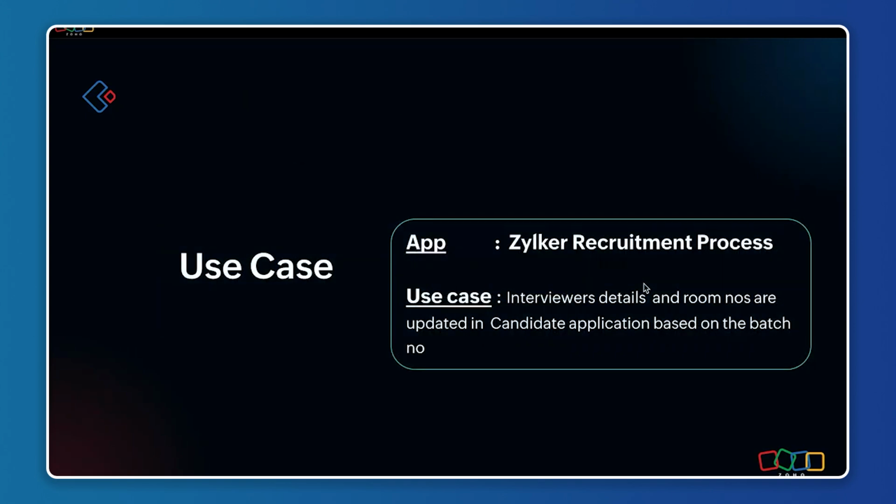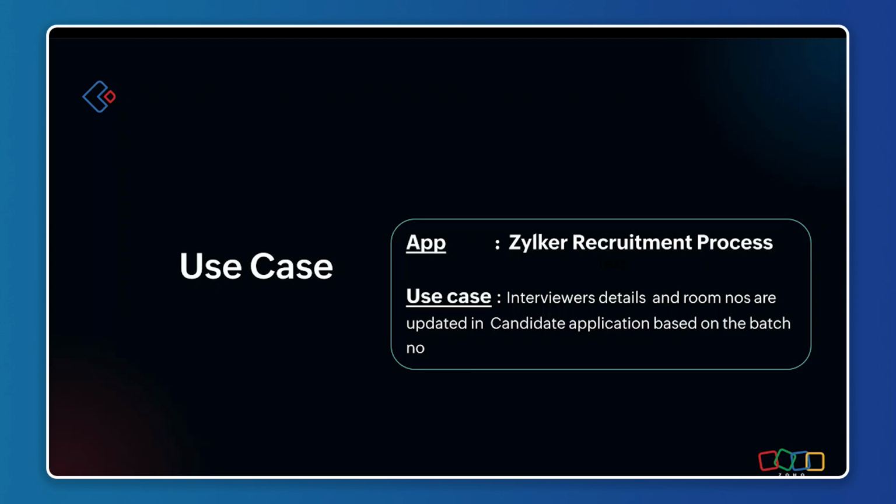Now let's get into the use case. We've taken an application called Zilker recruitment process. Let's assume that there is a recruitment agency which manages all the candidates' applications, all the client details, and the job openings, job profiles, etc. Let's say through the candidate application form, all the candidates would apply for the job openings or the job profile, and the interviewers would be allocated. Interviewers or the room number would be allocated based on the batch.